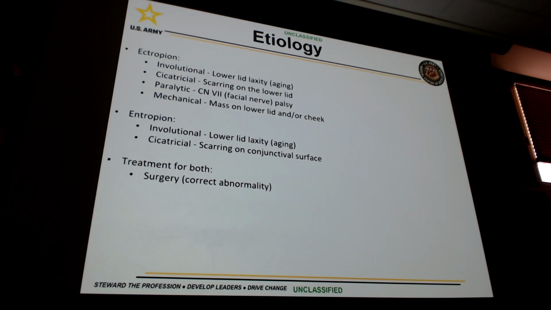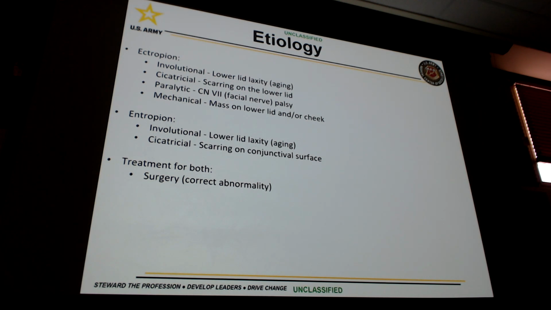Ectropion is the outward turning of the eyelids. Okay, so a lot of times this is in older patients. As you age, things sag a little bit. You lose that elasticity of the skin, and the lower lid typically just starts to droop away from the face or from the eye. Okay, that's usually the most common.